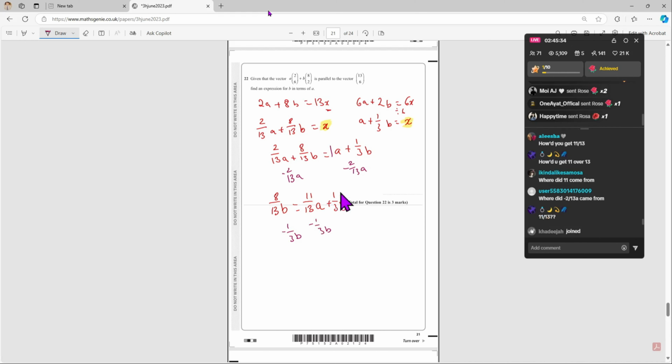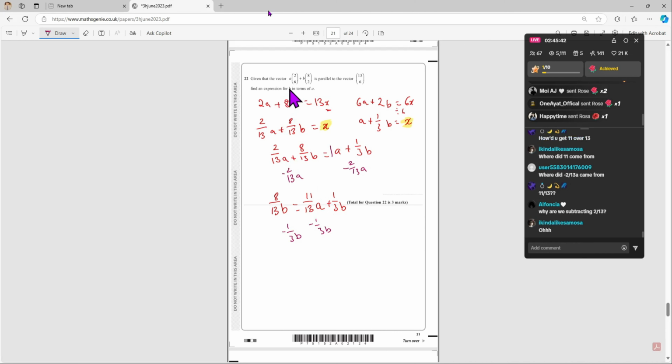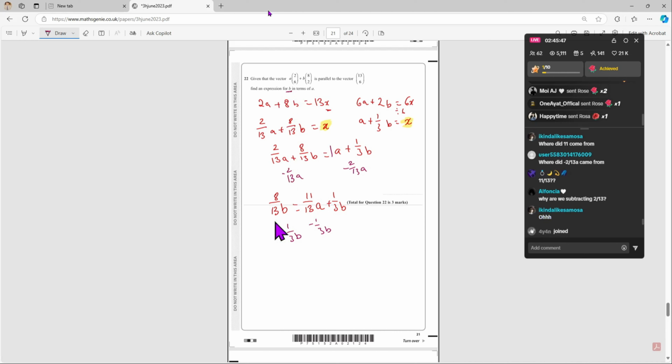So then, to get rid of our b here, why are we moving it? Because it says to give you an expression for b. So b has to be on the left-hand side, and a has to be on the right-hand side. So you're just moving them around to make that happen, okay?